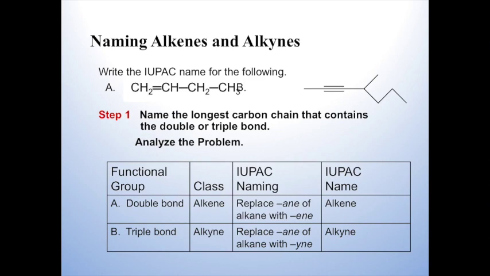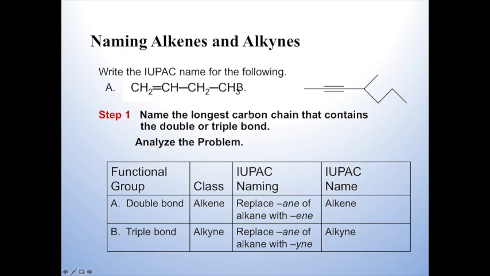So an example of this, writing the IUPAC name for the following molecule, which has CH2 double bonded to CH, bonded to CH2, bonded to CH3. And then B, name this, which has carbon single bonded to carbon, which is triple bonded to carbon, which is single bonded to carbon, which then has these two branching structures here.